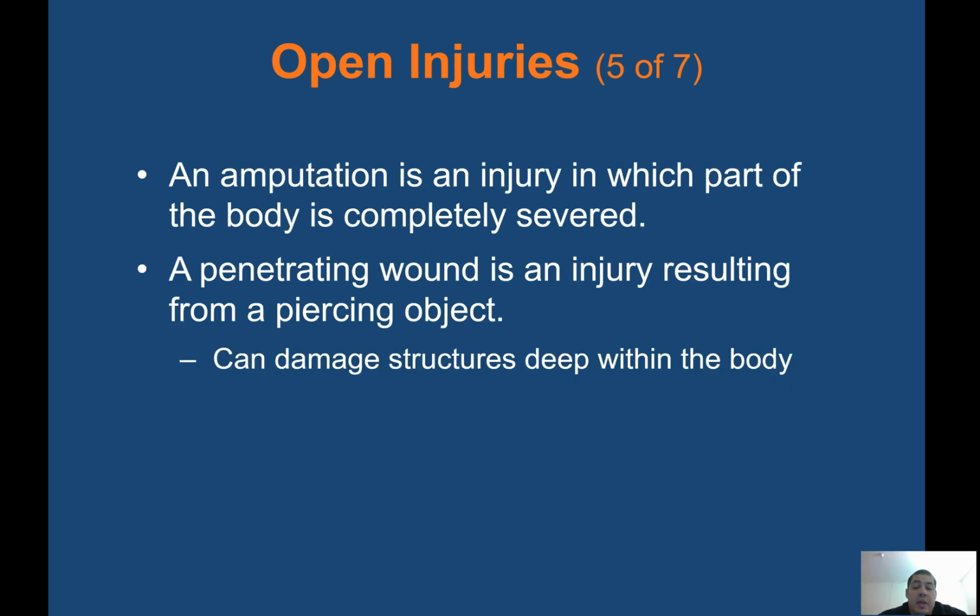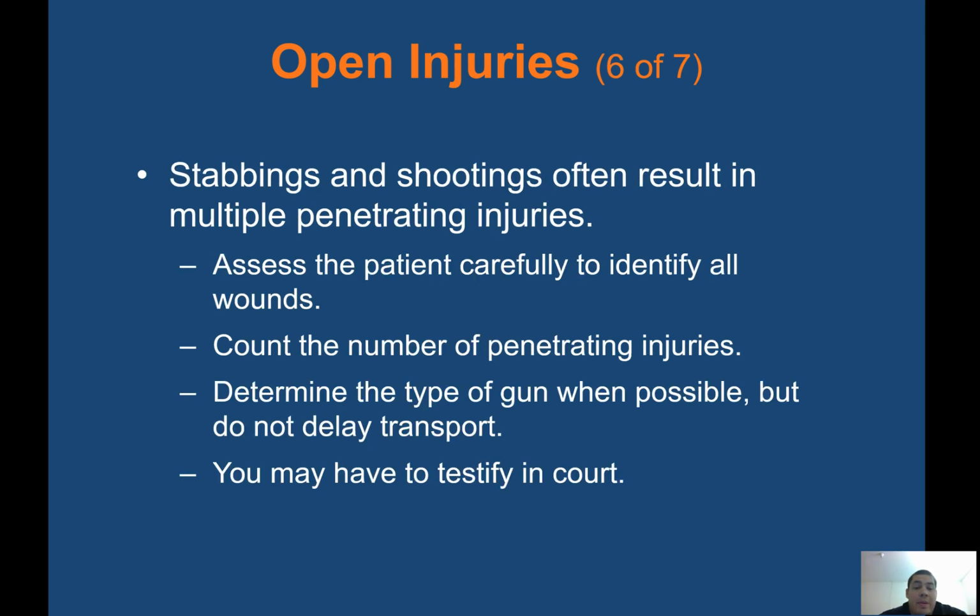So an amputation is an injury in which part of the body is completely severed. A penetrating wound is an injury resulting from a piercing object. It can damage structures deep within the body. Stabbings and shootings often result in multiple penetrating injuries. Assess the patient carefully to identify all wounds. Count the number of penetrating wounds. Determine the type of gun when possible, but do not let it delay transport. You may have to testify in court.